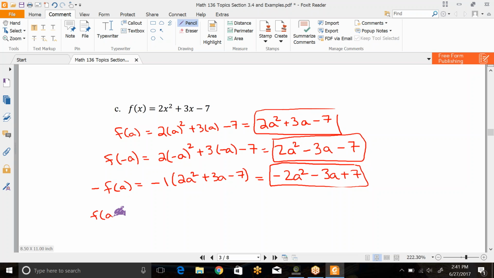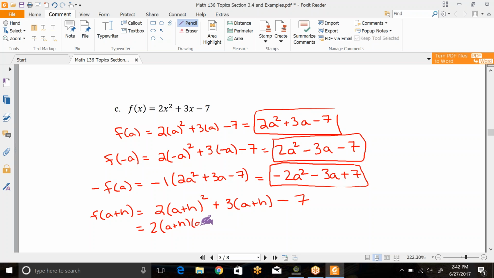The one that's the most difficult here is f of a plus h, because we have to do 2 times something squared plus 3 times something minus 7. Each of these little something spots is an a plus h. So the reason this is more difficult is you're going to have to FOIL this one because it's being squared, and then you have to distribute some stuff. So this would be 2, and then we need to do a plus h times a plus h. Go ahead and distribute this 3 if you would like. That'd be 3a plus 3h minus 7.